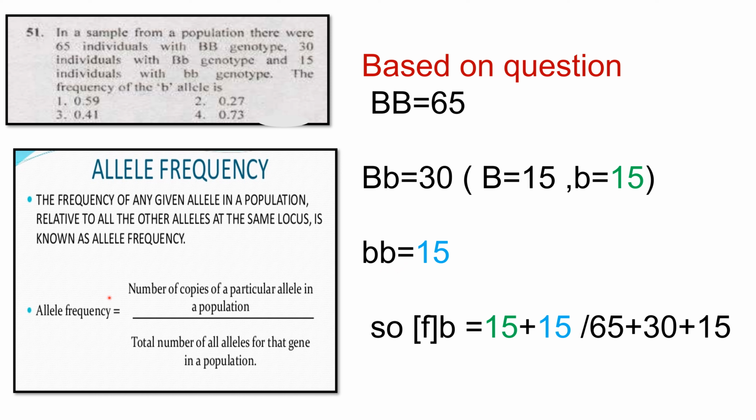So the number of copies of small b is totally 30, divided by the total number of alleles. You can calculate all: 65, 30, 15. So the answer is 0.27. It is the answer according to this question. So our answer is 0.27.